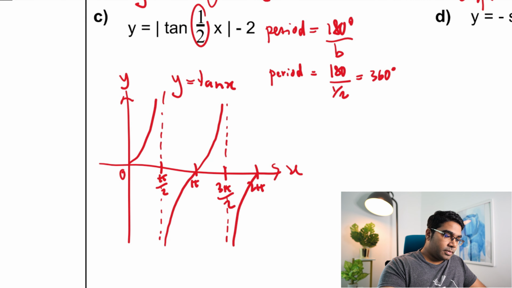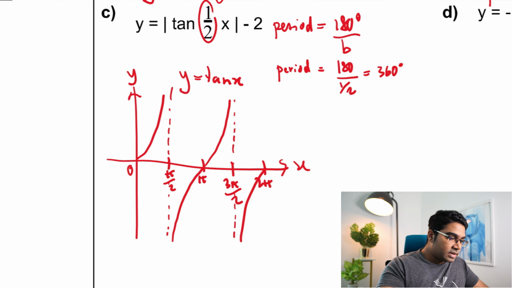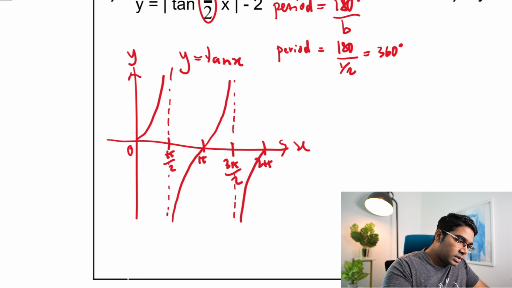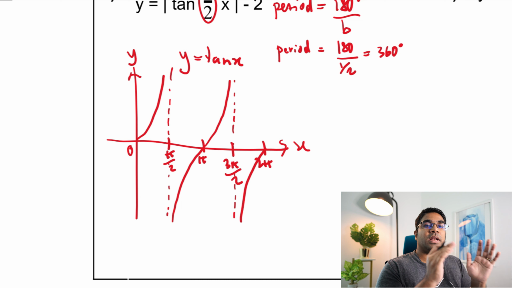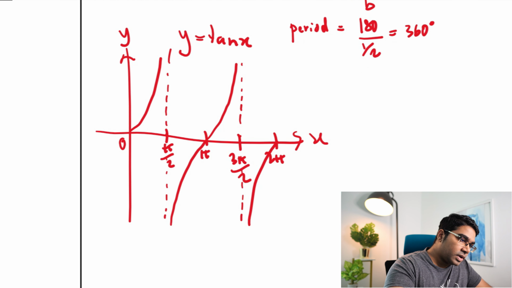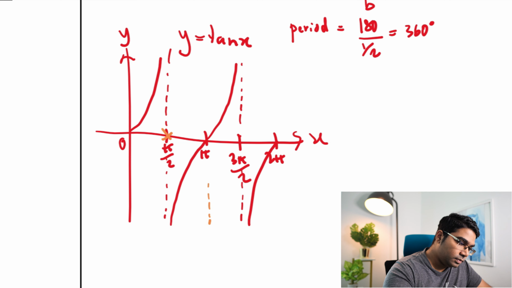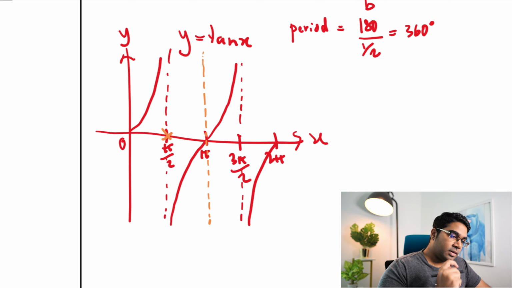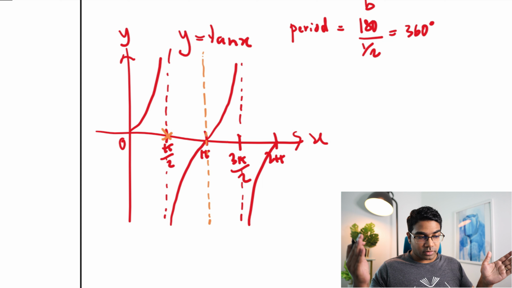So how do we do that? When one period fits into 360 degrees, what happens is we have to double all our values. Because originally one period fits in 180. Now it fits in 360. So we double all our key points. The asymptote from 90 degrees will now become 180 degrees, pi radians. For 270 it becomes 540, times 2. But 540 is outside of our range, 0 to 2 pi, so I'm not going to draw that.